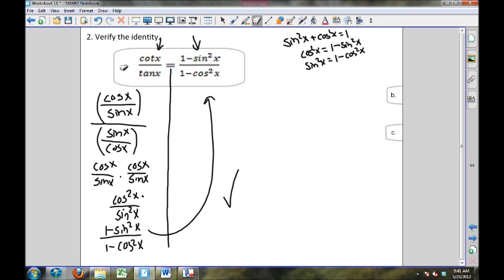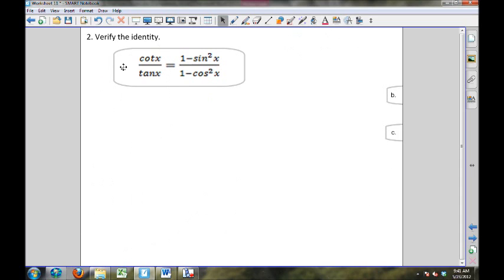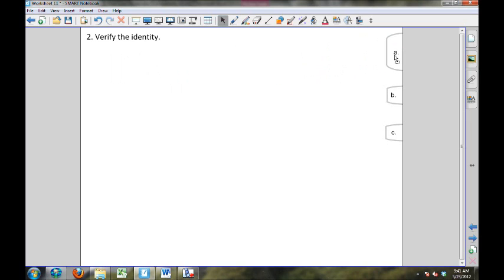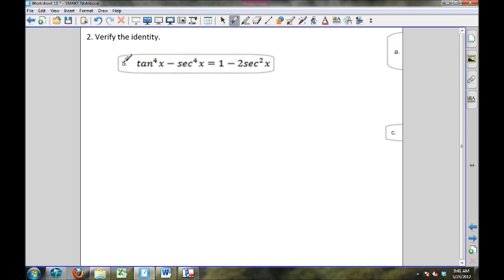Okay, let's take a look at the second one. Again, I'm going to make my barrier. Looking at this, I have both terms of tangent and secant on the left, but only a term secant on the right. So maybe I'll see if I can convert those tangents to secants.